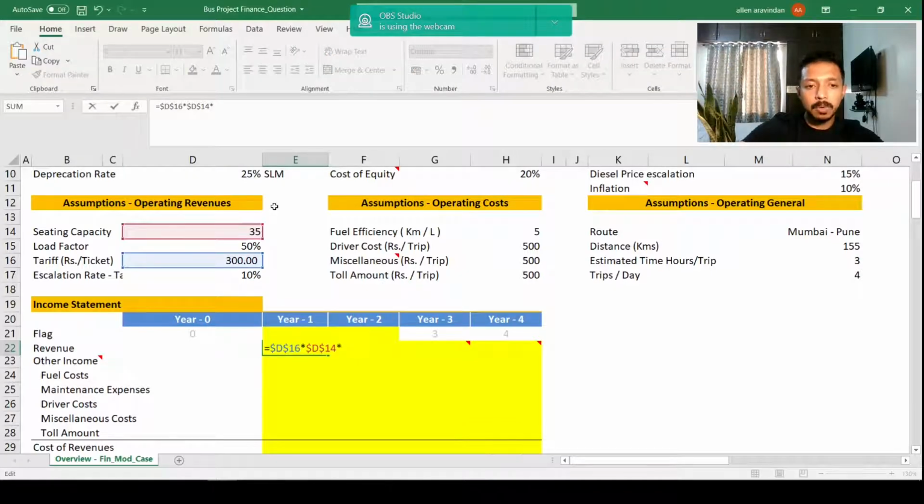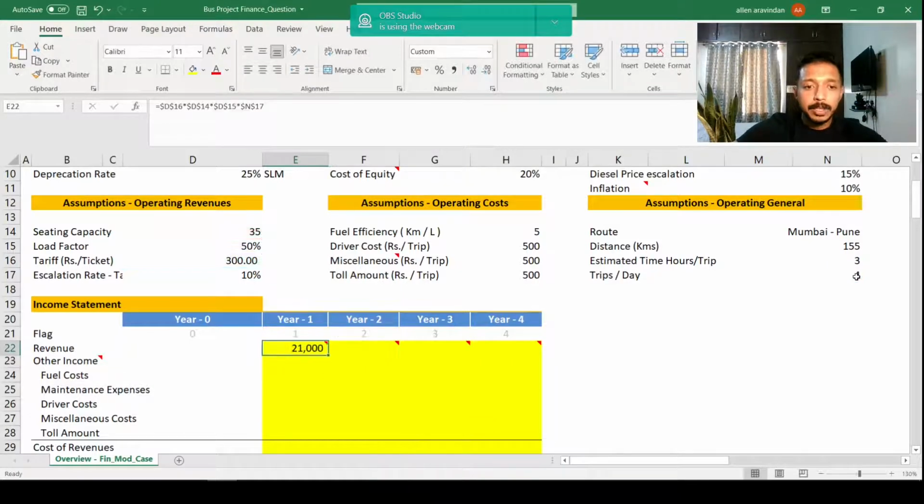But since we have a load factor, I would multiply that with 50%, right? So now I have the real calculation with the load factor. However, we're going to make these trips about 4 times a day. So I'm going to multiply that as well, right? And that should give me 21,000.